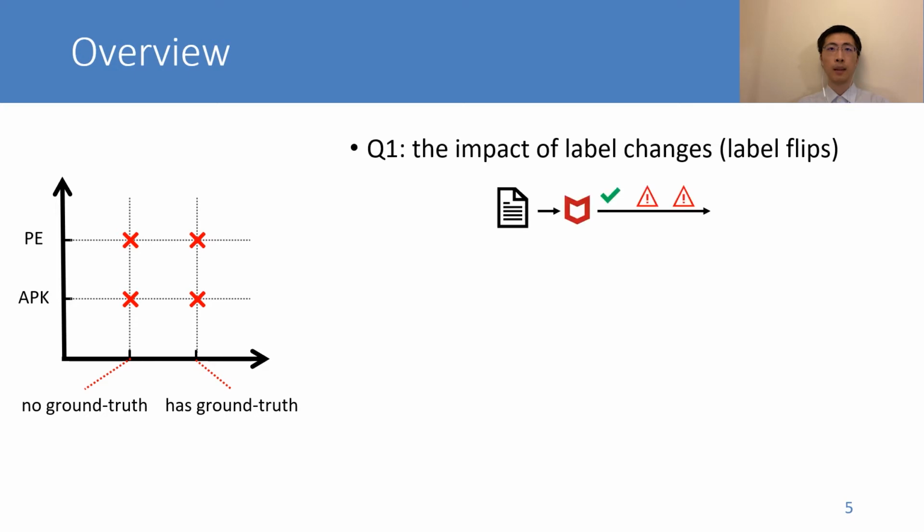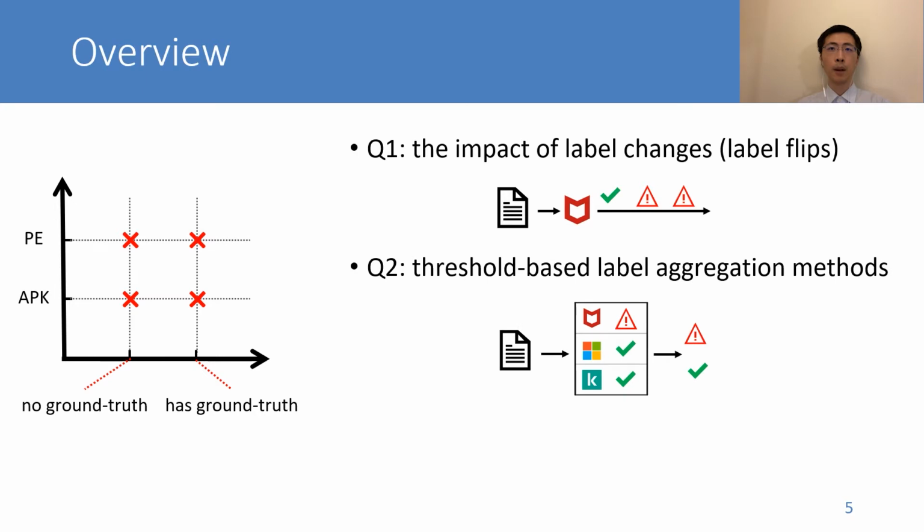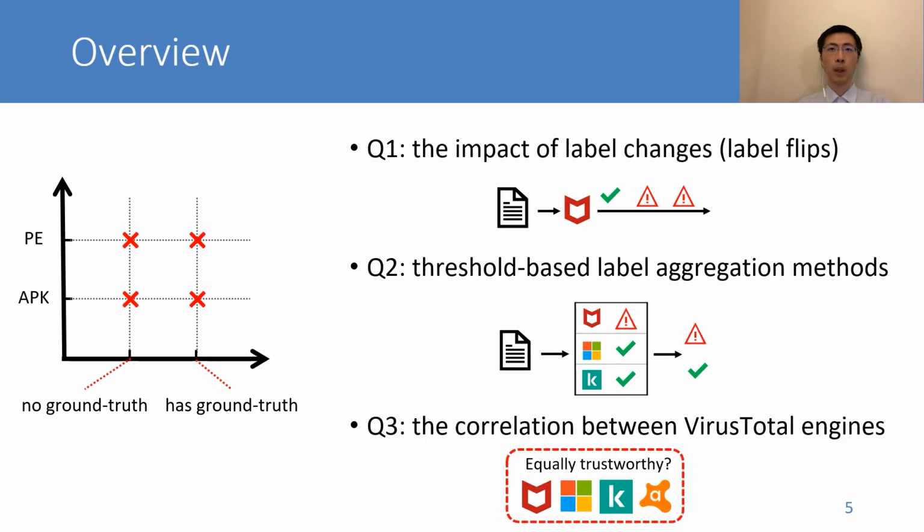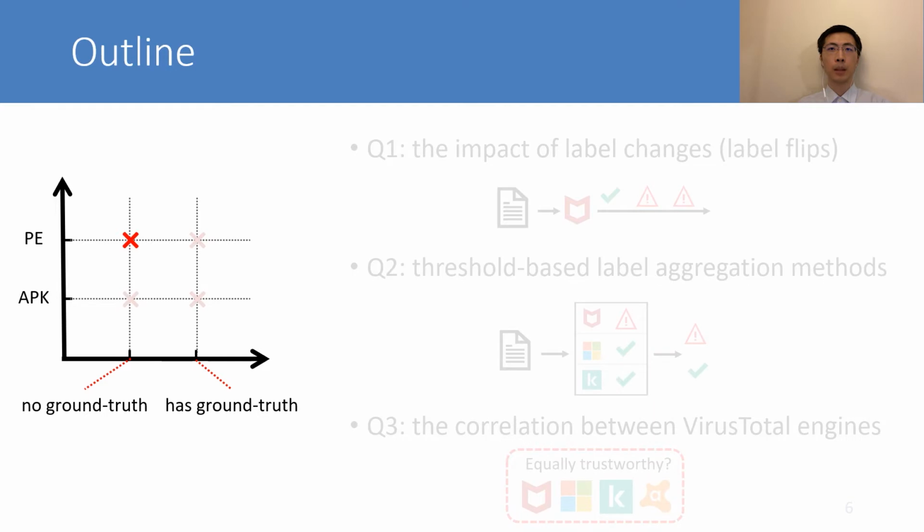First, we studied the impact of label changes. Second, we examine how threshold-based label aggregation works. Third, we measure the correlation between VirusTotal engines and inspect whether they can be equally treated. Due to the time limit, I will focus on the large PE dataset. We call it the main dataset. Let's first see how we construct the main dataset.